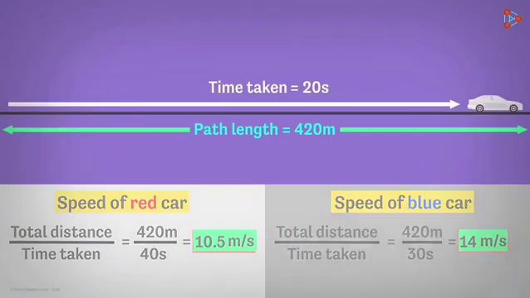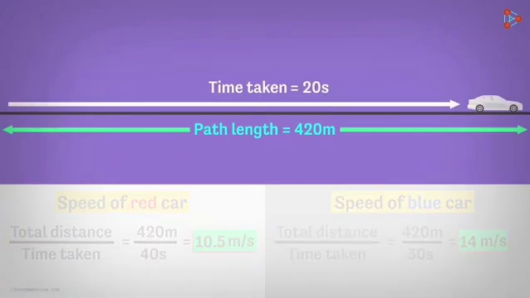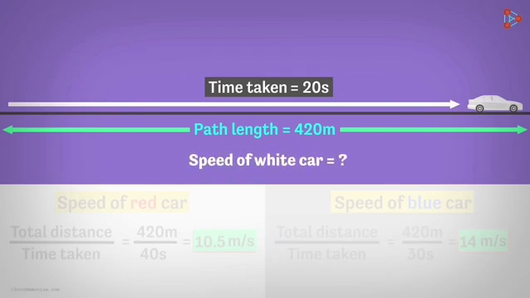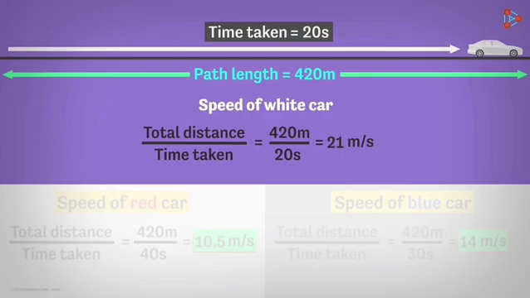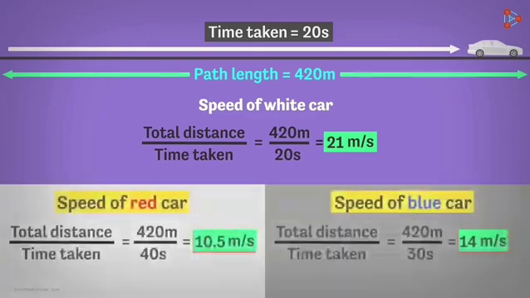Let's bring in a third car which covers the same distance in 20 seconds. So what is its speed then? The speed is 420 meters over 20 seconds, which will give us 21 meters per second. And you can see that this ratio is the greatest of all.